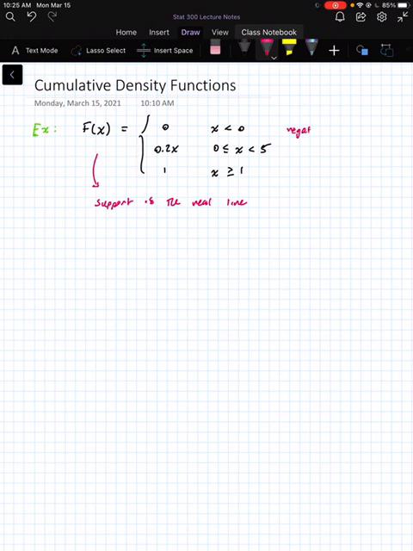So either it's less than 0, so it's negative. It's in the interval from 0 to 5, not including 5, okay? Or it's greater than 1. So for each of these cases, we are given what the corresponding cumulative density is.